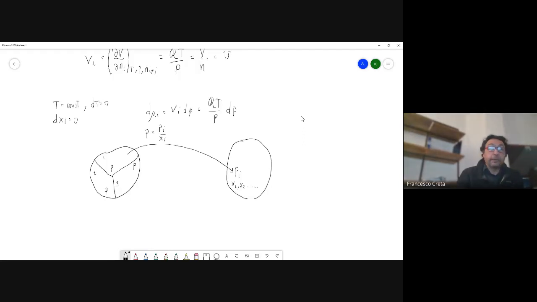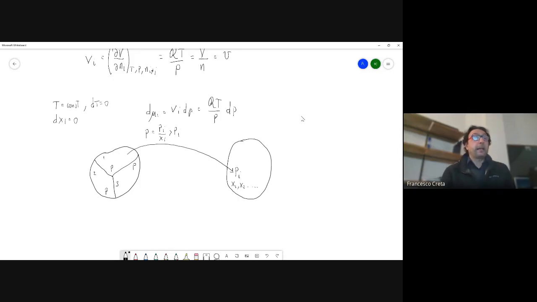This is clearly bigger than pi, okay? So what we're doing is we're expanding from pressure P to pressure pi, and we're doing it for all species, okay? So we're clearly removing the internal constraint, okay?